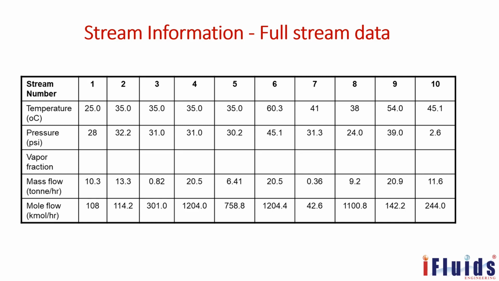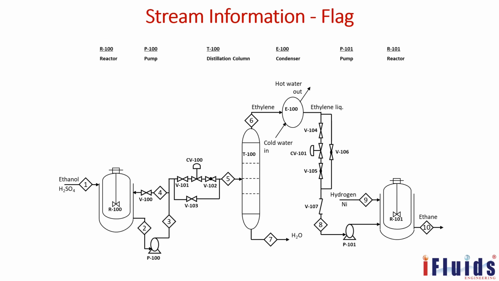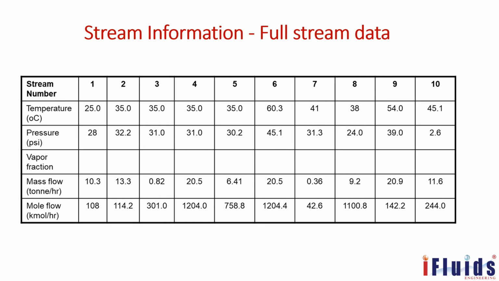Now see, this is the full stream data. As I already told, if it is small information, you can put it below in the PFD. If more information is required and more streams are there, then you can add a separate table. See, 1 to 10 streams are there: stream number 1, 2, 3, 4, 5. Then temperature, pressure, vapor fraction, mass flow, mole flow. All information of all 10 streams is captured here. Now you understand what the stream number is, and all the important basic parameters are captured in a table.